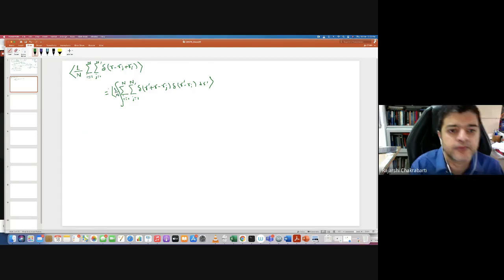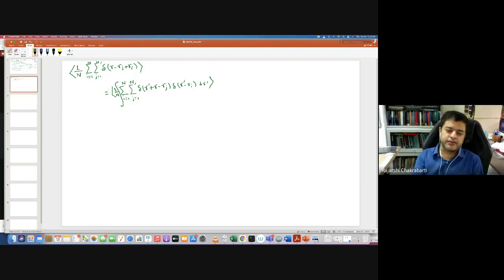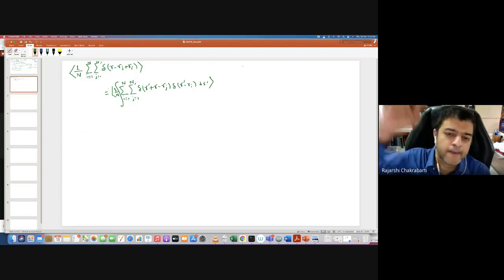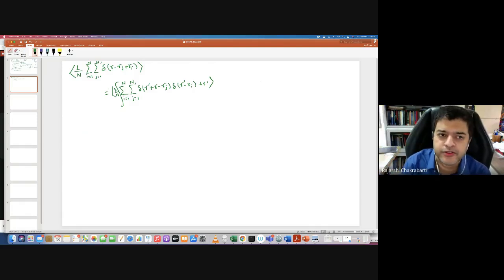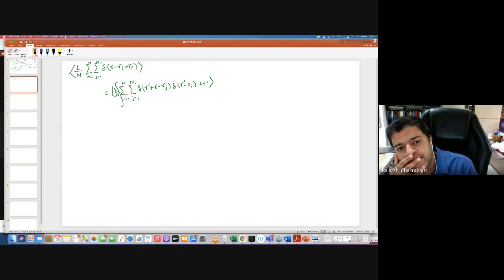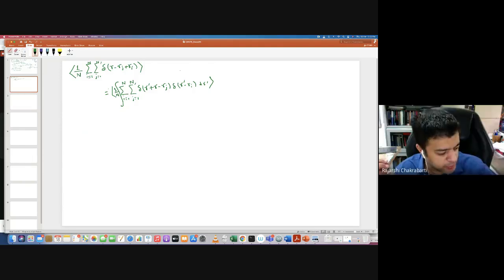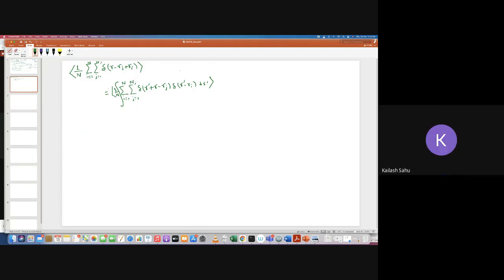How many of you can understand this? Have understood this? Use some delta function property. So let us see what I have used. I don't know how many of you understand this, that this can be expressed like this. Anish, can you follow? Can you follow? No, I cannot. How many of you can follow? No, sir.